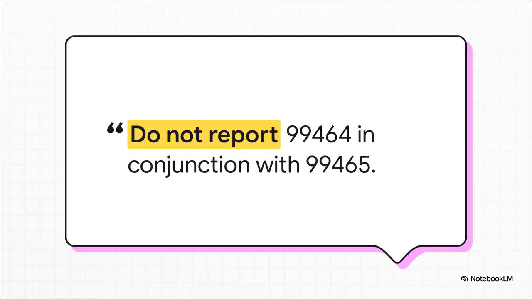And I want you to listen to this quote straight from the guidelines. Do not report 99464 in conjunction with 99465. The CPT guidelines strictly prohibit reporting these two codes together. Why? Well, it makes sense if you think about it. If you're doing full-blown resuscitation with chest compressions, the standard attendance and initial stabilization are inherently bundled right into that massive life-saving effort. You simply cannot bill for both standard attendance and resuscitation for the very same encounter. You always report the higher-level service, which, of course, is the resuscitation.